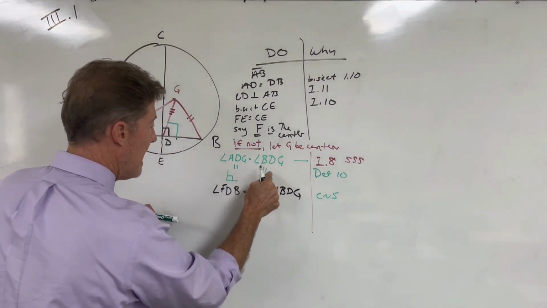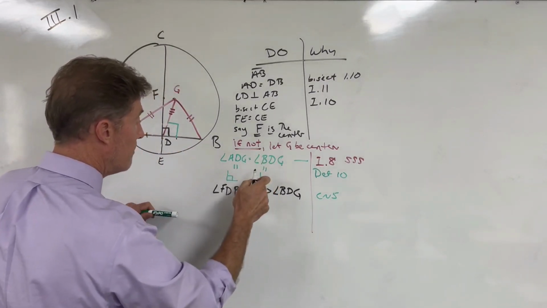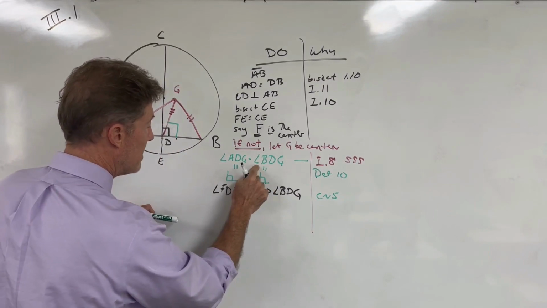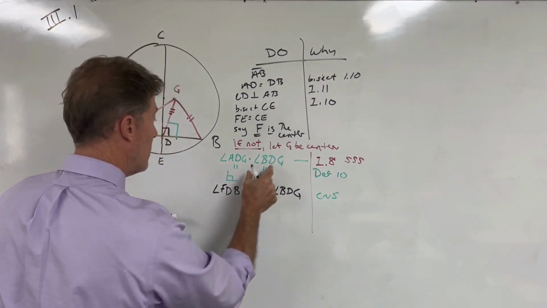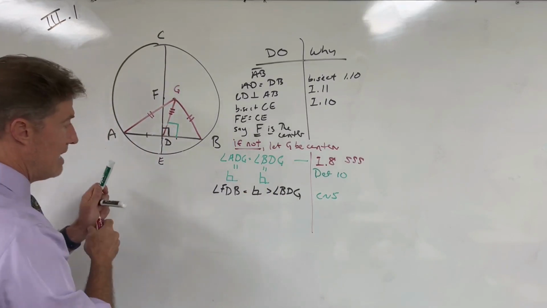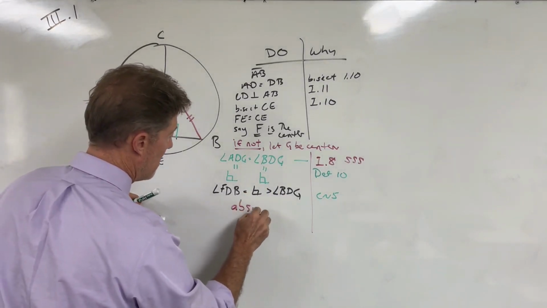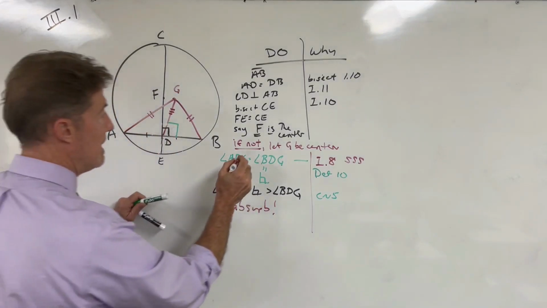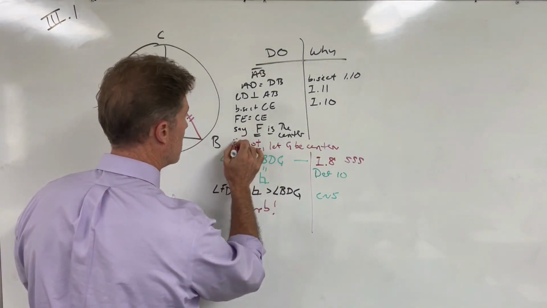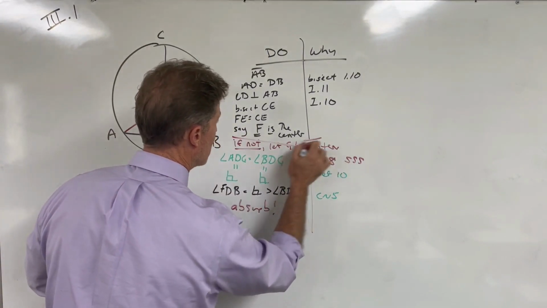But if this is a right angle and this is a right angle, they're also equal. So this angle is both equal to this angle and greater than it. Or the angle that is lesser is also equal to the greater. And that is absurd. So we have to get rid of whatever created that absurdity, and what created this absurdity was assuming that F is not the center.